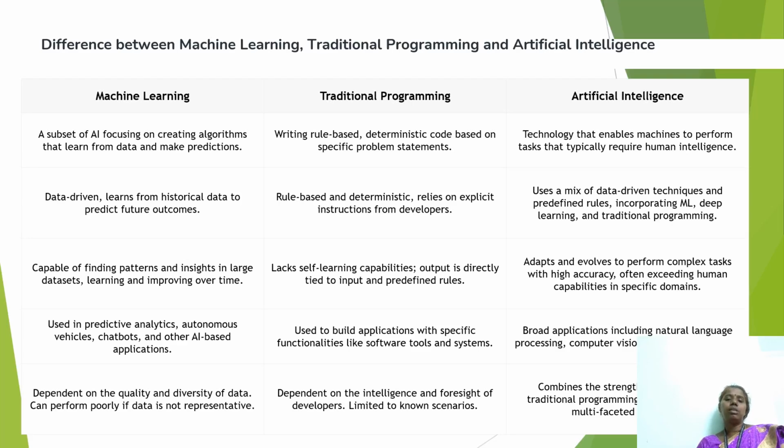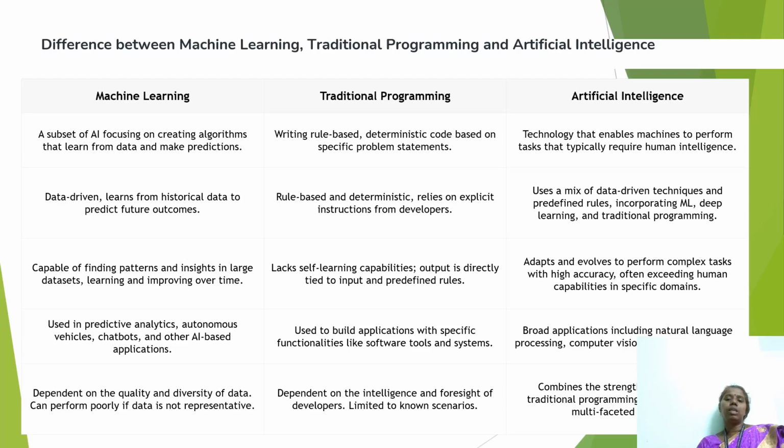Then we are going to see traditional programming. We already studied traditional programming. We have used it for writing rule-based, deterministic code based on a specific problem statement. It relies on deterministic rules and explicit instructions from developers. So it lacks self-learning capabilities; output is directly tied to input and predefined rules. It's used to build applications with specific functionality like software tools and systems. It is dependent on the intelligence and foresight of developers, and is limited to known scenarios.